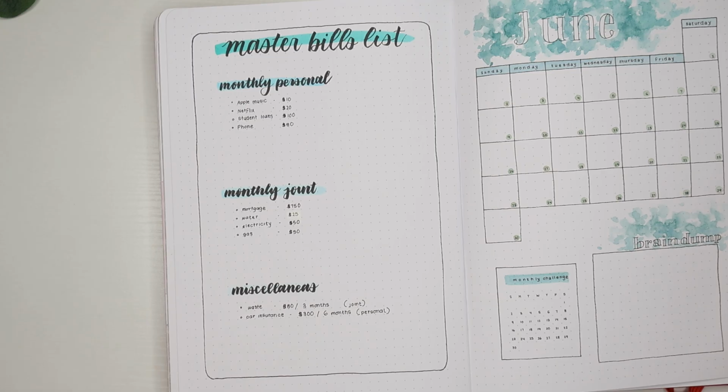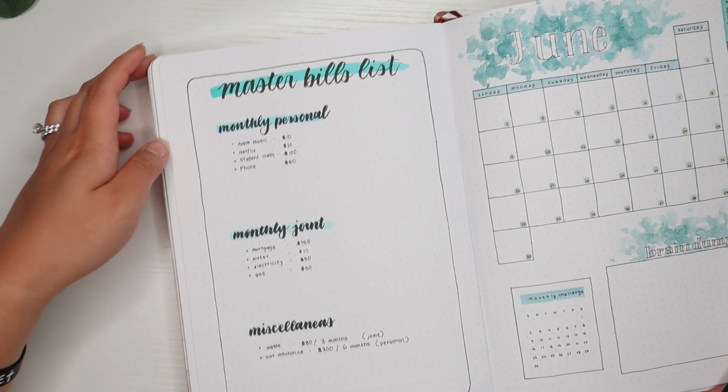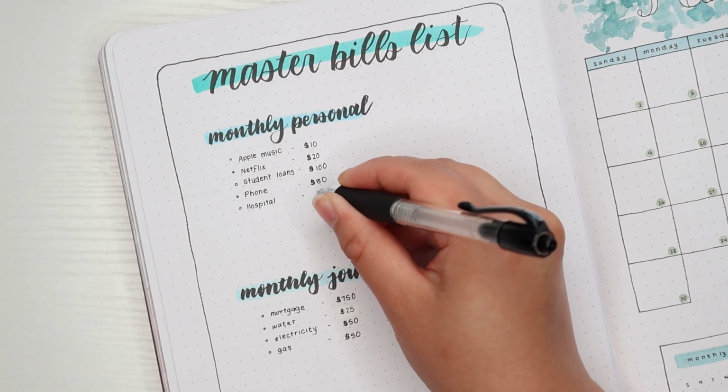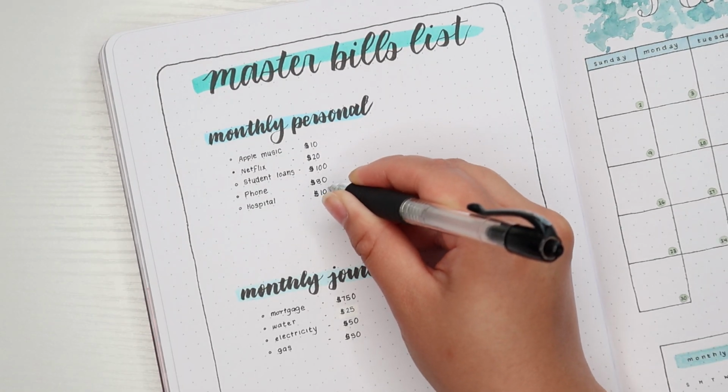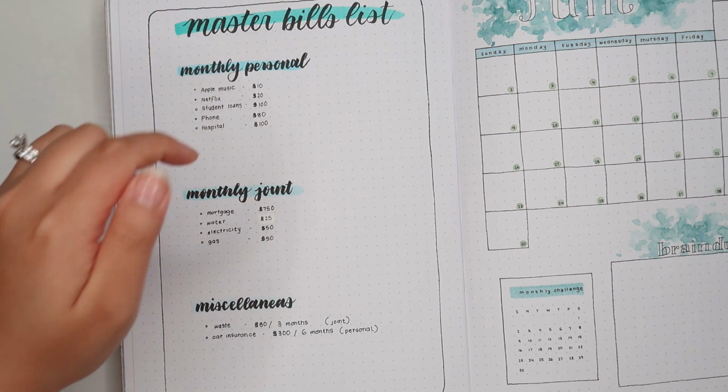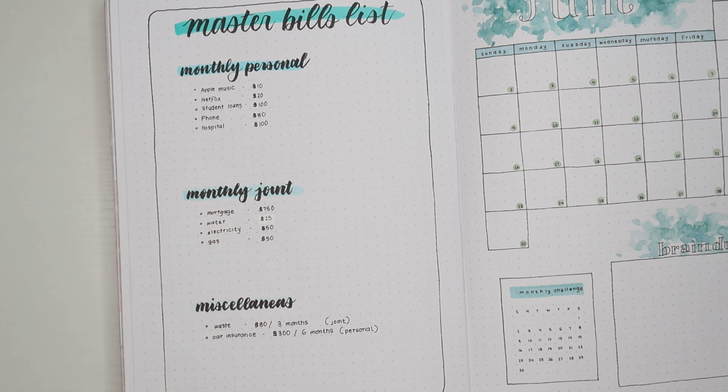Another thing that you may also want to add onto this list is if you have any hospital bills that you're currently paying off as well, if you have a payment plan for that. For instance, I'll go ahead and just add that to the monthly personal. And let's just say that that's about $100 a month too. All right, so at this point, I would go ahead and add up everything from the personal and the joint together, because that'll give you your monthly total in bills.